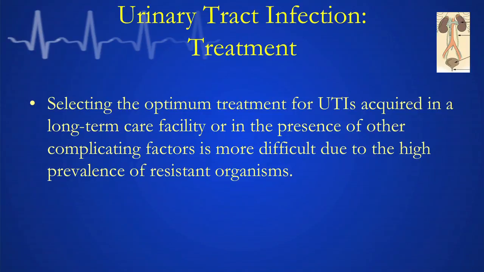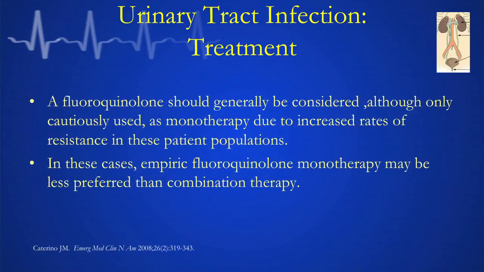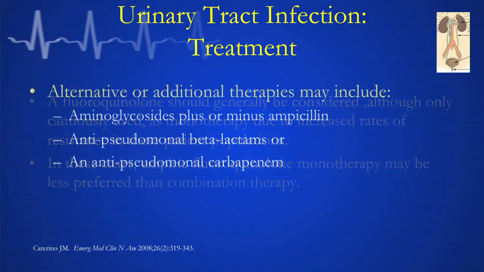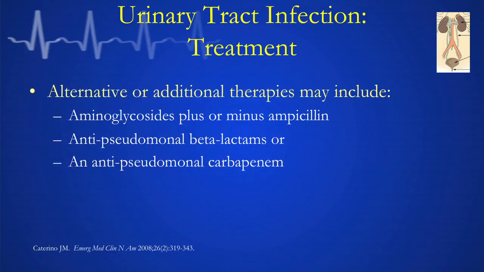Selecting the optimum treatment for UTIs acquired in a long-term care facility or in the presence of other complicating factors is more difficult due to the high prevalence of resistant organisms. Again, fluoroquinolones first line, cautious to use it as monotherapy, less preferred than combo therapy. All right, so take this away, practice this from here on out. Complicated UTIs, 2 drugs started in the emergency department.